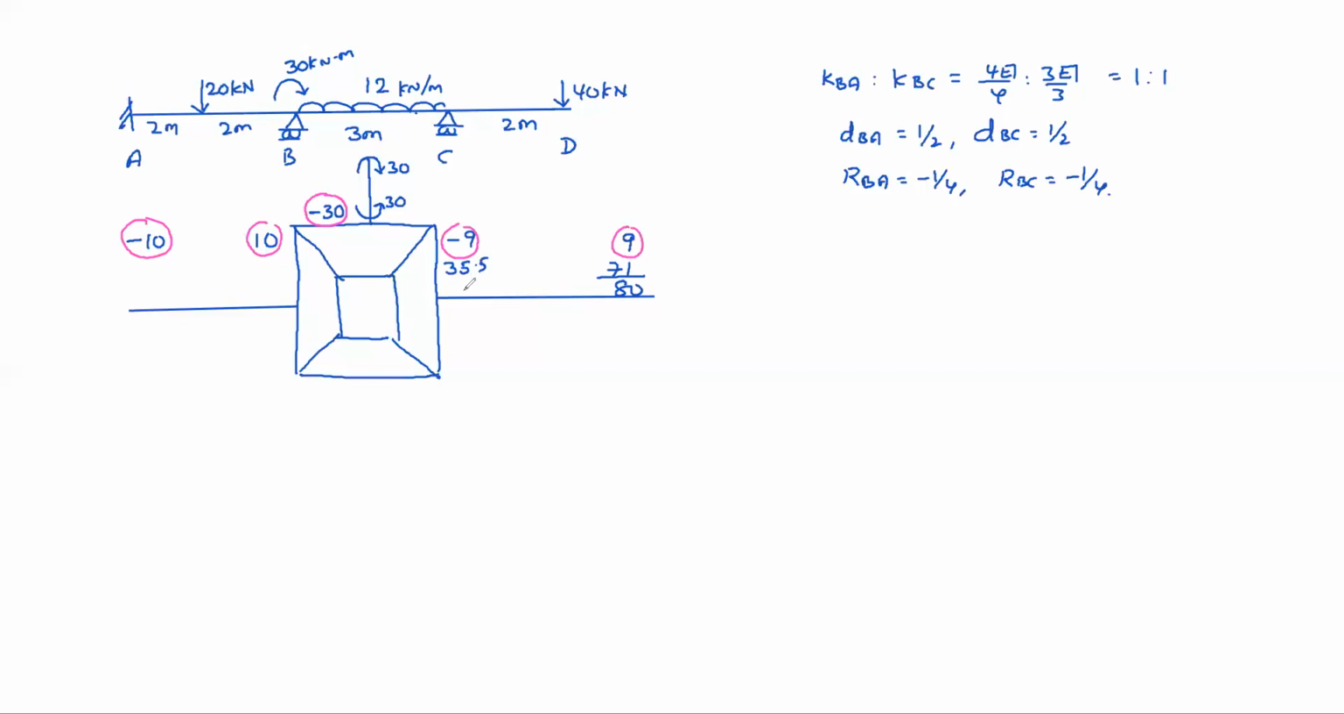Now how much do you get here? 26.5. And here, minus 10 plus 10. So now we need to add this one and this one, these three things. So the summation, the sum of fixed moments. How much? 10, 26.5, 6.5. 6.5. Now these factors are minus 1 by 4, minus 1 by 4.